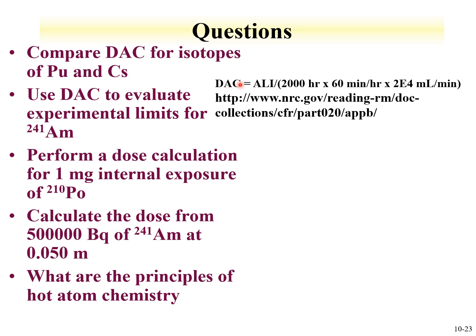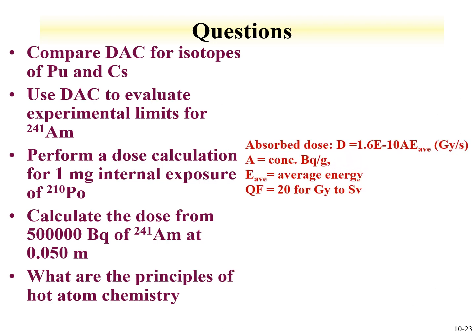Since you can, from the derived air concentration, get the annual limit on intake and the experimental level that one is allowed to work with, 1, 2, 3, or 4 as an example that we used for a radiochemistry laboratory, is based upon the ALIs. One could also perform a dose calculation.